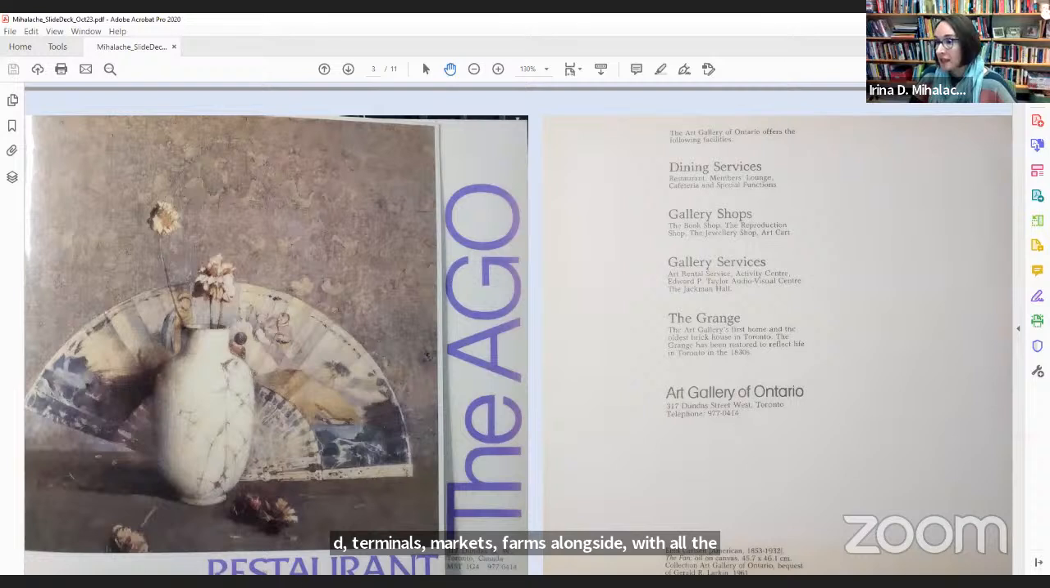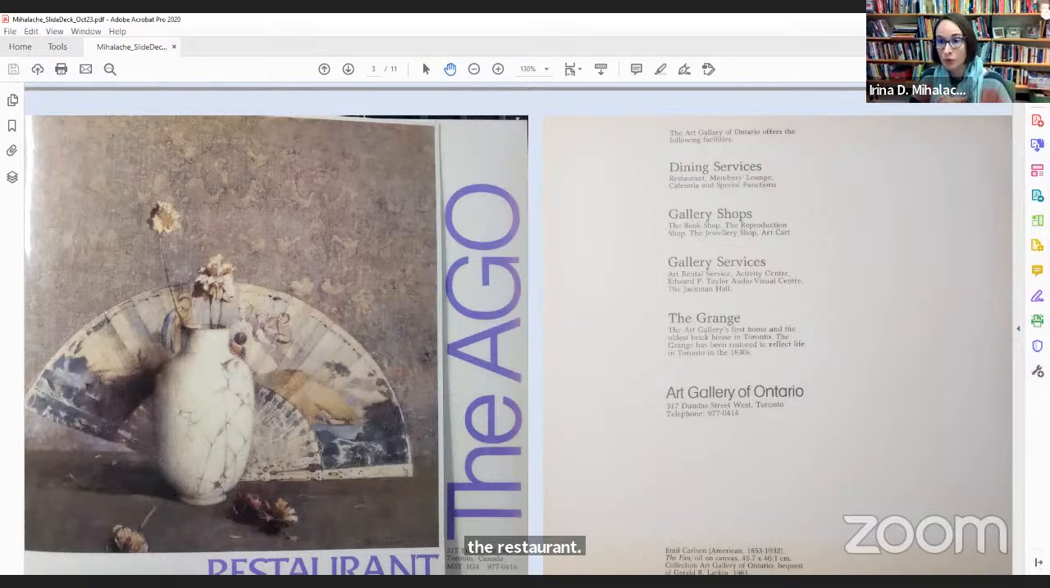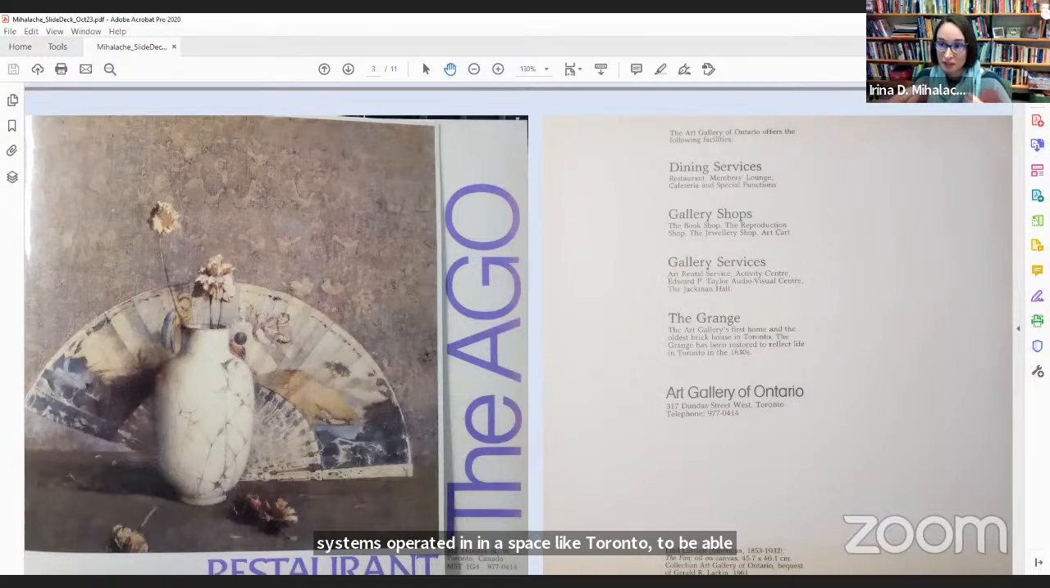city. And it might not be possible to understand the decisions that were made necessarily and how specific ingredients, for example, made their way into the restaurant. But we have significant knowledge about how the food systems operated in a space like Toronto to be able to try to fit this restaurant and to understand what role it had in the larger network.